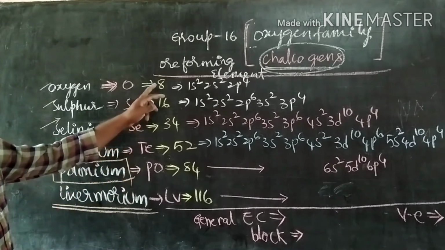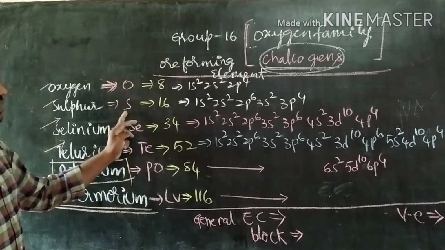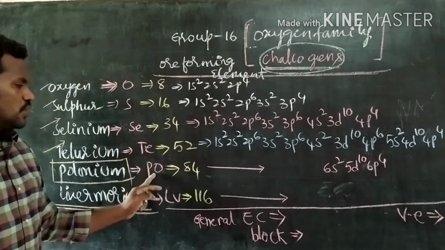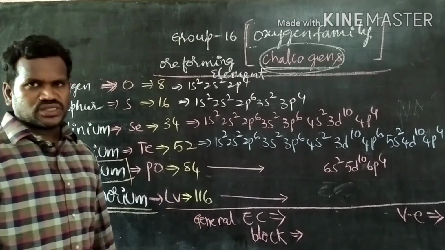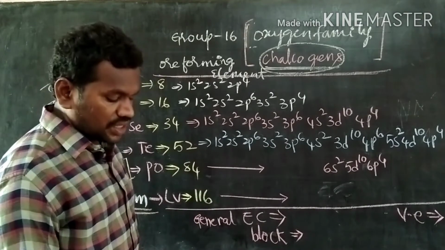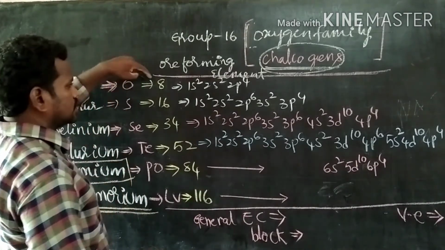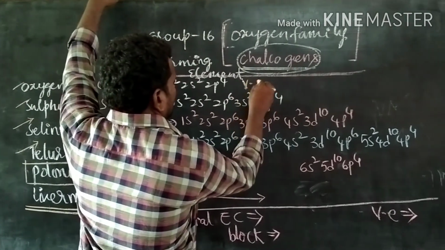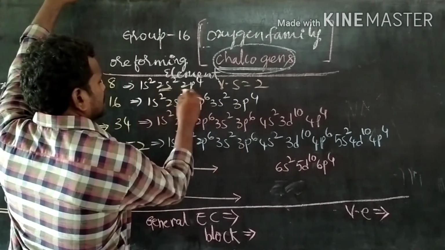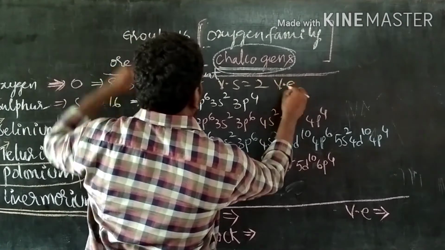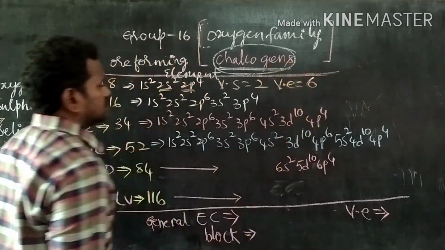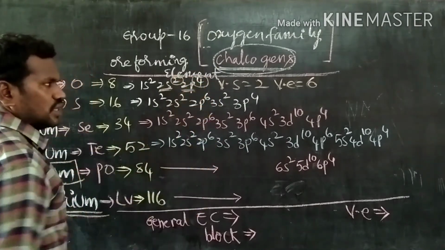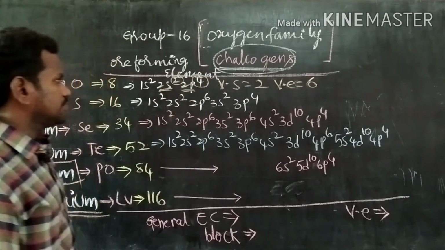Now, their atomic numbers: oxygen 8, sulfur 16, selenium 34, tellurium 52, polonium 84, livermorium 116. Writing the electronic configuration of oxygen: 1s2, 2s2, 2p4. Their valency shell is 2 and the valency electrons are 6. The 2 electrons belong to the s orbital and 4 electrons belong to the p orbital.